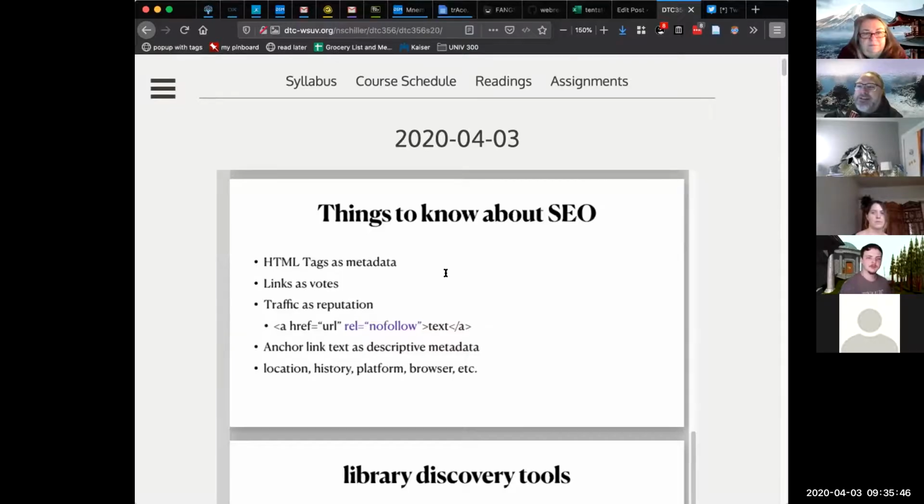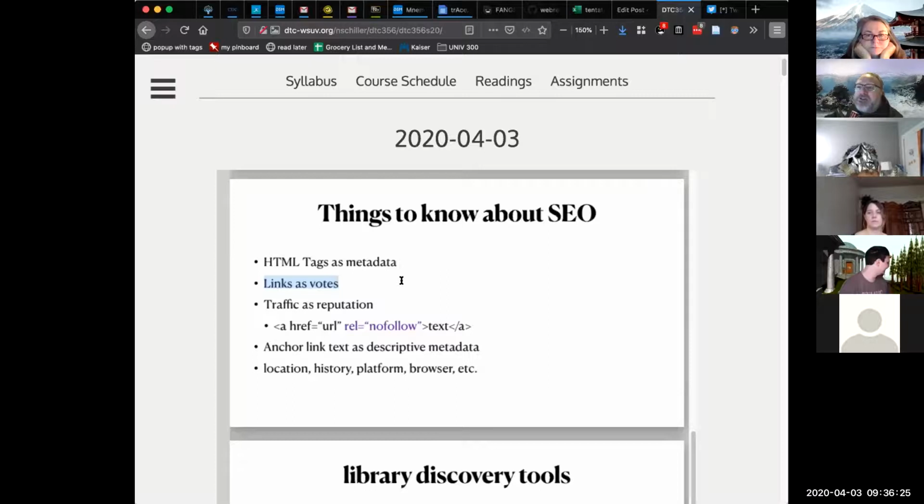Meta keywords was intended to be metadata because there wasn't any other metadata. And it turns out that everything but meta keywords is used as metadata. Another thing to keep in mind as we look at SEO, links to other pages are votes. Much of that is out of our control, but this is why people form things that are technically called reciprocal link arrangements, which is a fancy way of saying I'll link to you if you link to me.